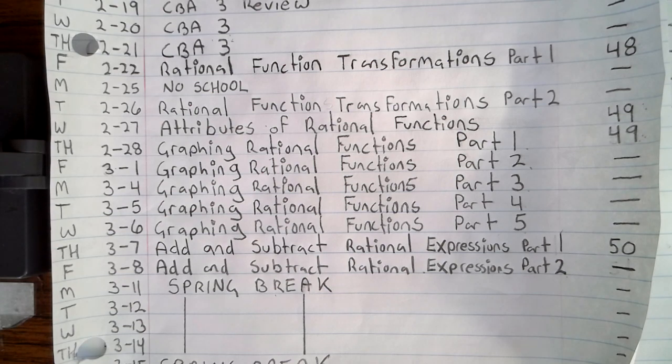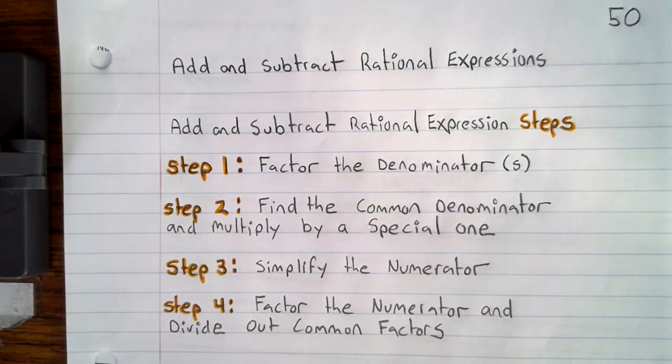Okay, Wildcat. So we're looking at Thursday, March 7th, add and subtract rational expressions, part 1. That's going to be on page 50. If you would, update your table of contents. Okay, now your table of contents are updated. Let's take a look at our notes.